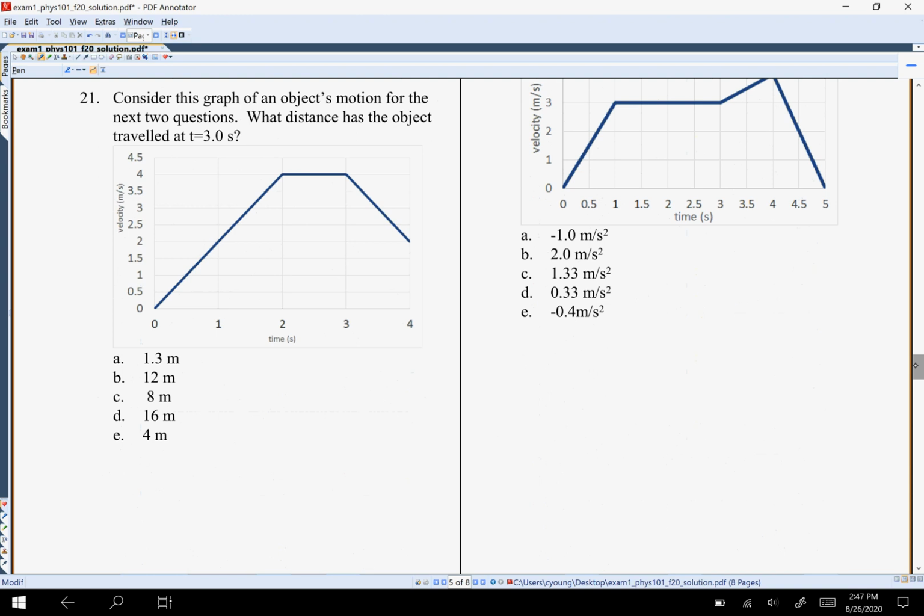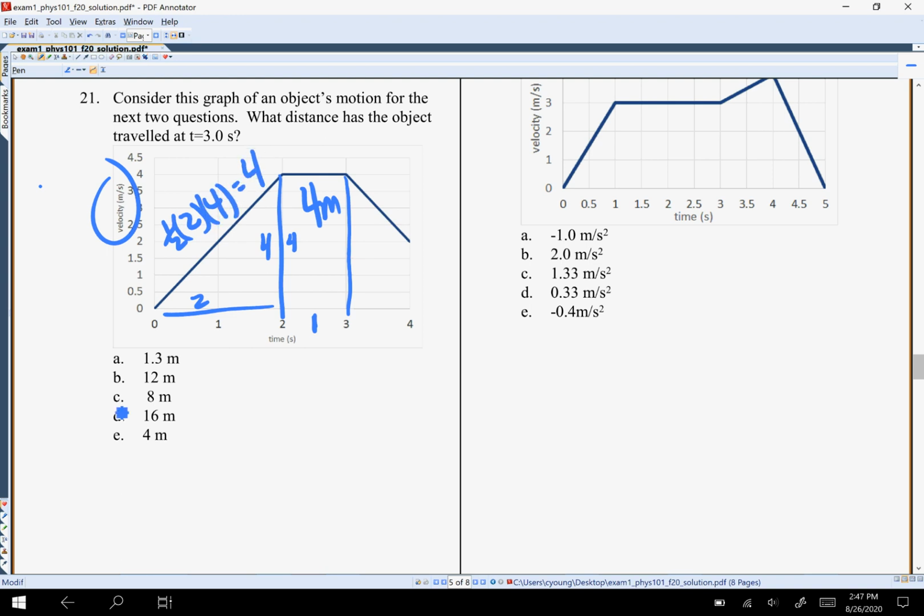Consider the graph of the object's motion for the next two questions. What distance has the object traveled at t equal 3 seconds? So I'm looking at a velocity versus time graph, so I need to calculate the area underneath it. First, I'll do this section. This is 1 by 4. 1 by 4 is 4 meters. And then I have to do this triangle right here. So I have a base of 2 and a height of 4. 1/2 of the base, which is 2, times the height, which is 4. That is equal to 4. So 4 plus 4 is 8. So 21 is C.